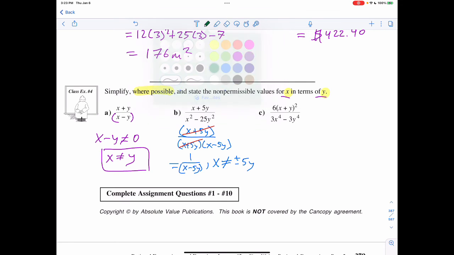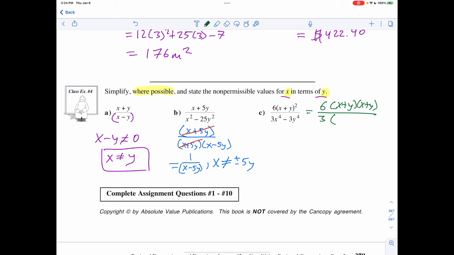Sometimes we'll wind up with problems where we see this squared. And those ones always confuse people because just like when we have an x squared, remember that it occurs twice up there. So I'm going to rewrite it as 6 x plus y and x plus y. Just make it easier to read. And this is all being divided by, when I factor down the denominator, 3 x to the 4 minus y to the 4.